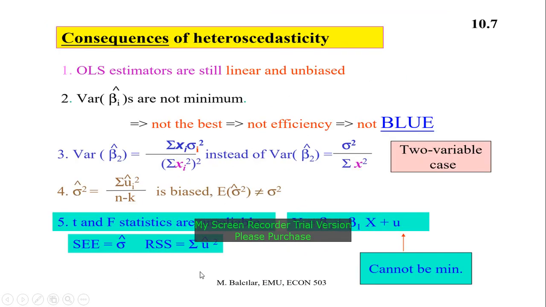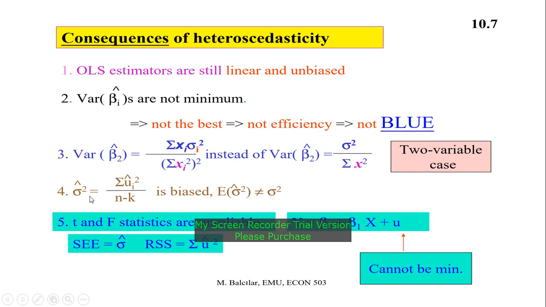So let's continue and look at some of the consequences of heteroscedasticity. We stated already that OLS estimators are still linear and unbiased. The variances of the beta cap i's are not minimum. It means that in this case the variance of the estimators is very large, so it will affect the precision level, and we have the variance of beta cap equal to this instead of that. So this is heteroscedastic and this is homoscedastic.